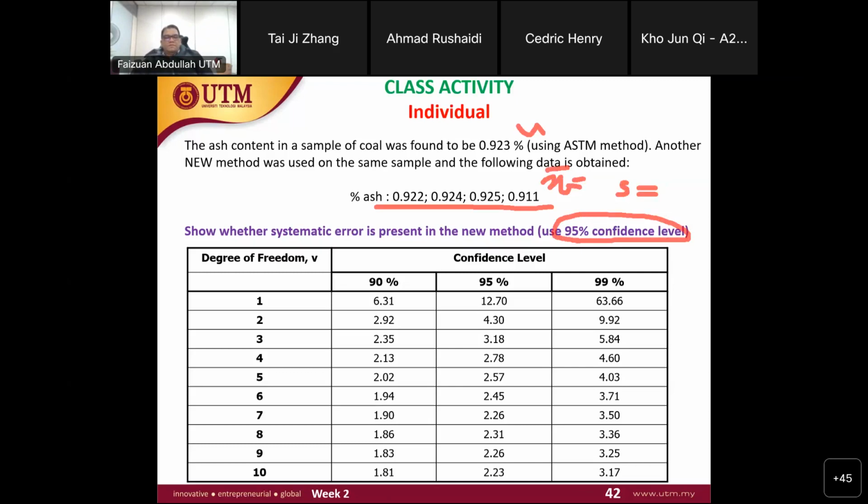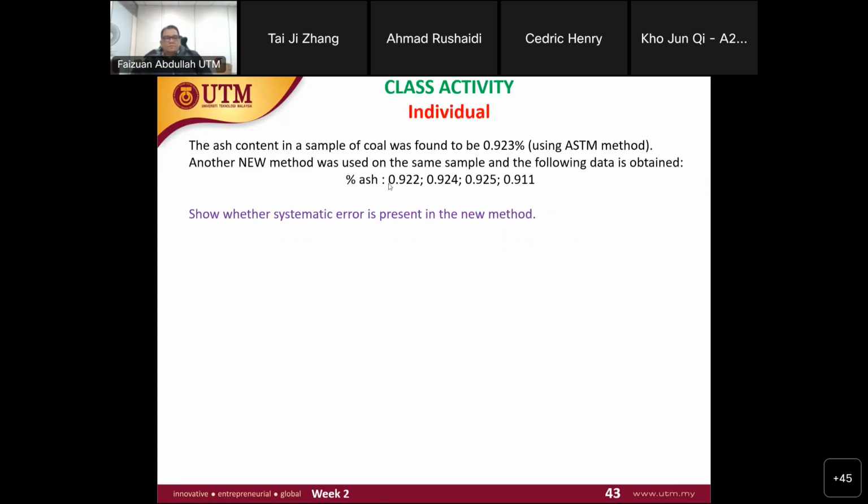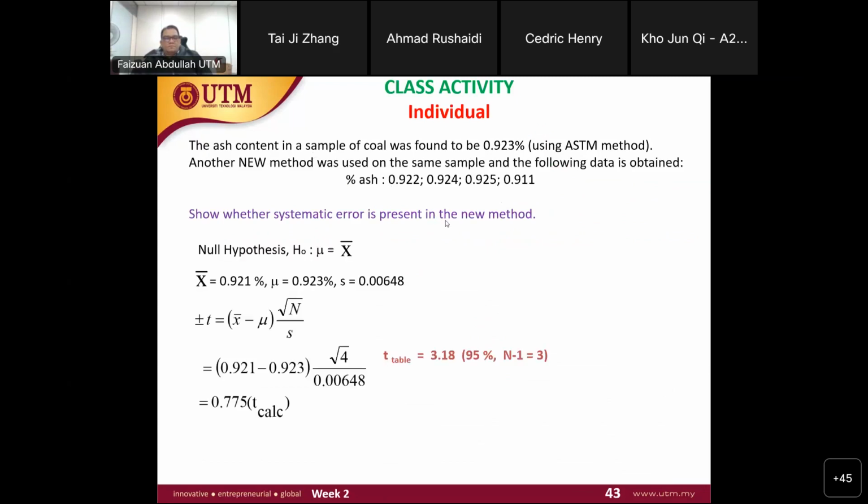First, we calculate the n. 1, 2, 3, 4. N minus 1 is 3. So 3, 95%, 3.18. And then next, the null hypothesis is we accept the new method. So mu equal to x. And then we calculate x. Mu is here because using standard method.